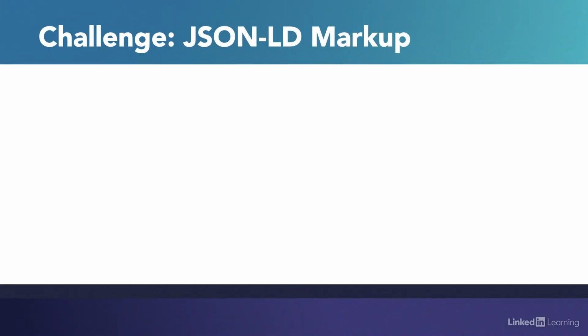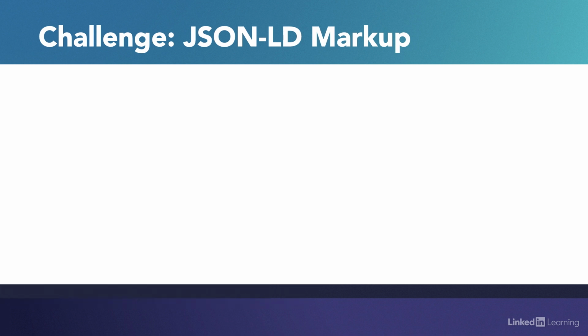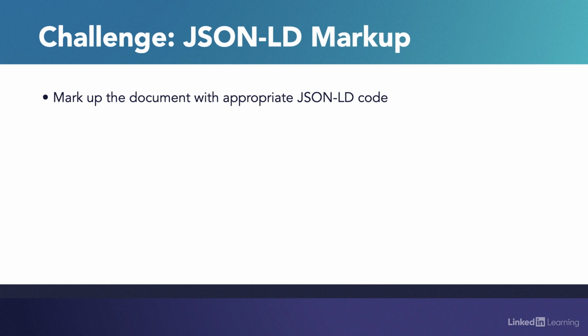So now that we've gone ahead and talked about JSON-LD, it's time for you to give this a try on your own. And so it's time for another challenge here, this time dealing with JSON-LD markup. Once again, I've given you the 2 Trees olive oil bottle of olive oil, and I'd like you to go on ahead and mark up this web page with JSON-LD, whatever that appropriate code happens to be. As you start to think about this problem, there's, as always, a series of steps you should go through.